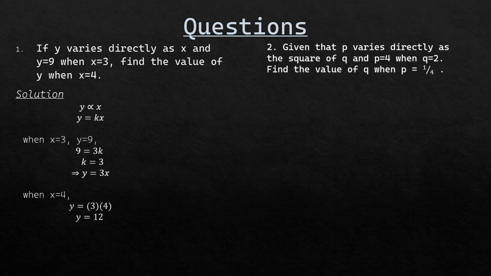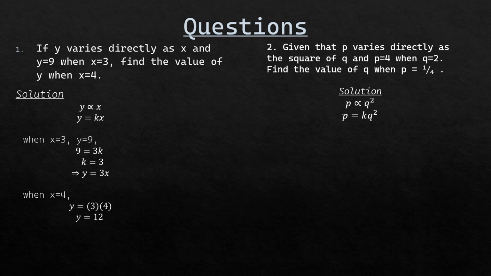Given that p varies directly as the square root of q and p equals 4 when q equals 2, find the value of q when p equals 1 on 4. You can pause the video to solve it. Let's do the solution together. Okay. So p is directly proportional to q squared from the question. Now, when q equals 2, p equals 4.